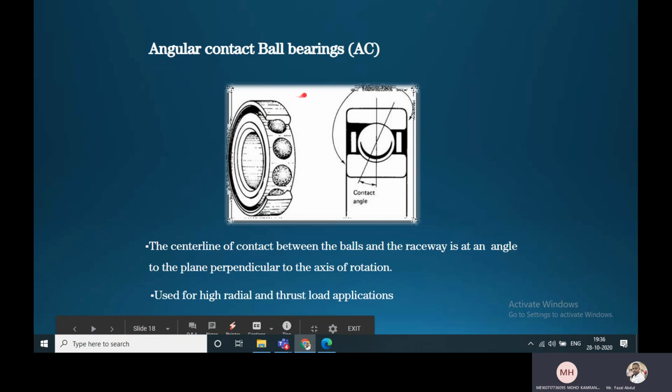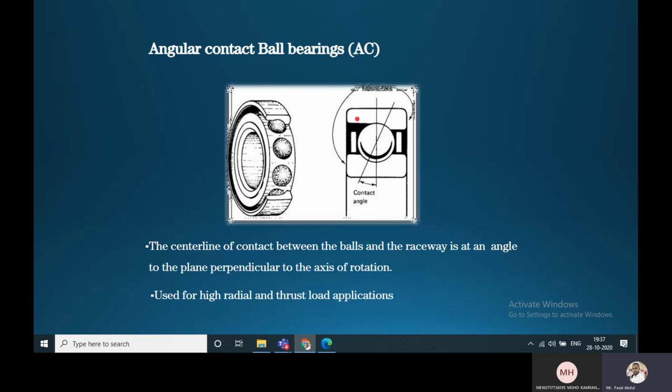Angular contact bearing. Angular contact bearing means the groove is provided on only one side, and the other side has the locking. So what happens is self-alignment of the axis is expected. Self-alignment means, because of the angular position, this surface and this surface are going to meet and separate as per requirement.